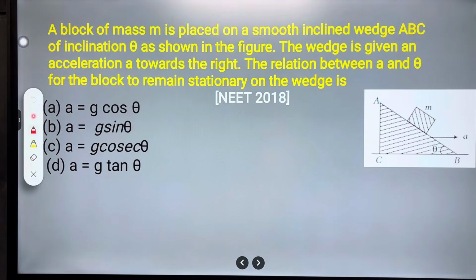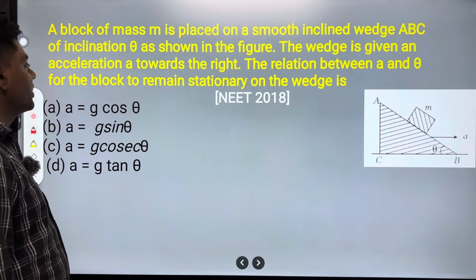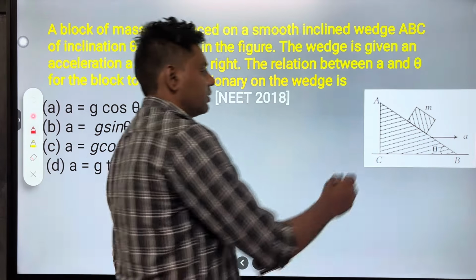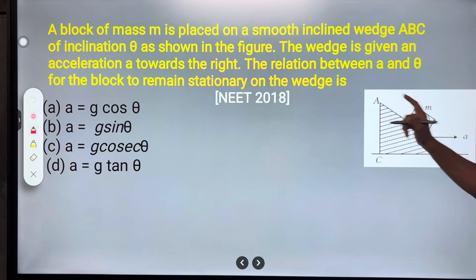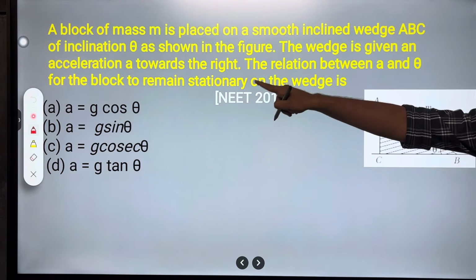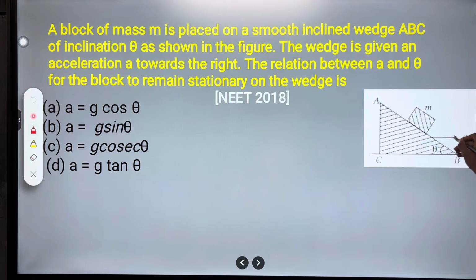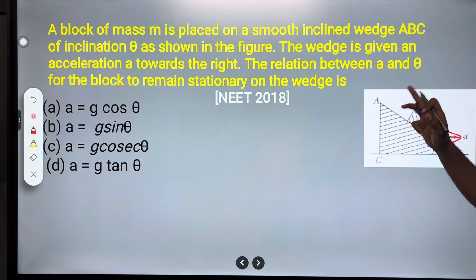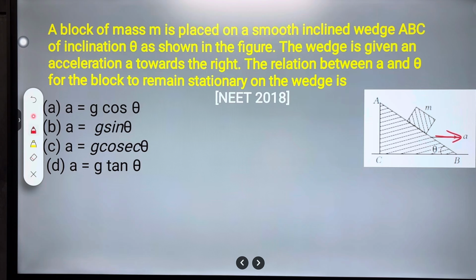Next, a block of mass m is placed on the smooth inclined wedge ABC. Okay, it's simple. The block is given. The wedge is given an acceleration towards the right. This is the direction of acceleration, and we need the relation between a and theta for the block to remain stationary on the wedge. That means the block is at rest. So we have to draw the forces. First, what is the force? That is weight, which acts vertically downward.